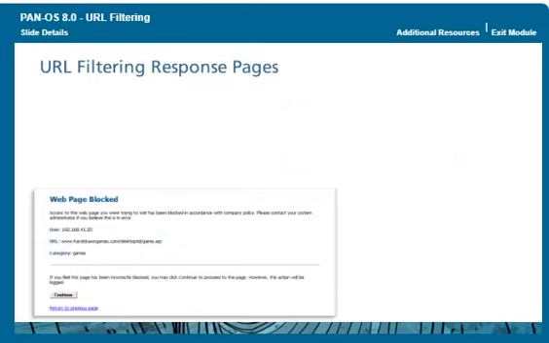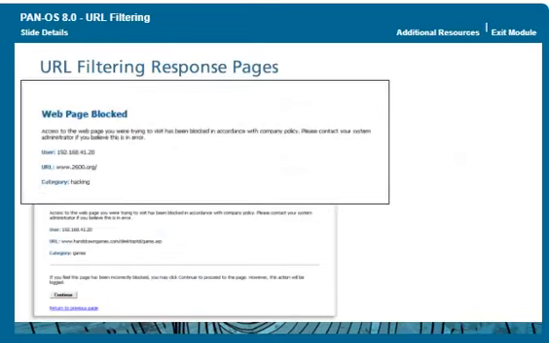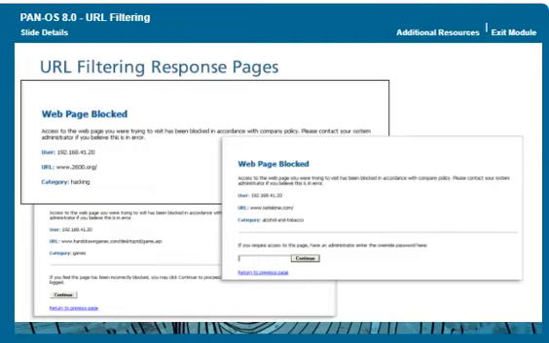HTML block pages, whose size limit is 16 kilobytes, are displayed in the user's browser when a user attempts to access a URL or URL category with a configured action of block, continue, or override. Each page includes the user's IP address, the URL, and the URL category. The user's IP address is replaced with a username if User-ID technology is enabled.